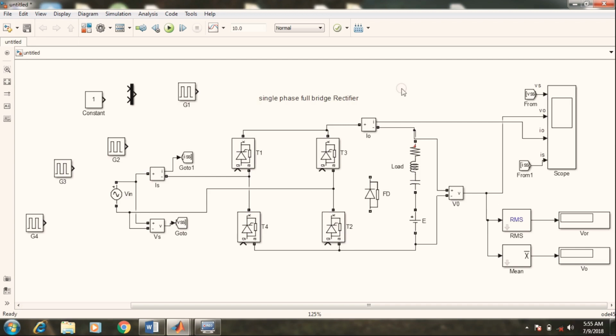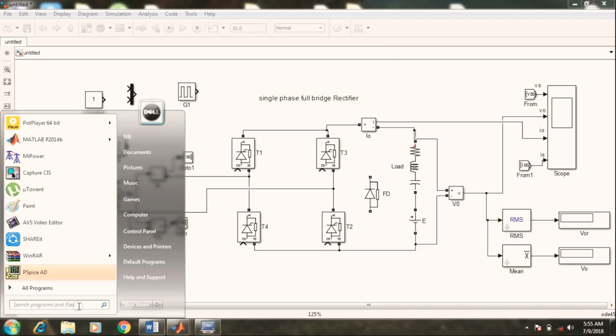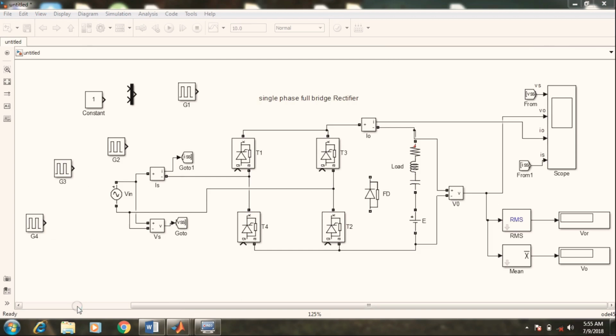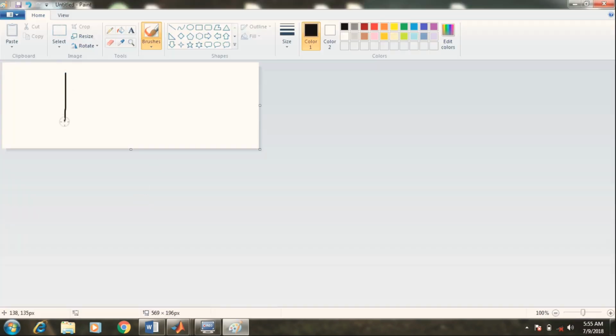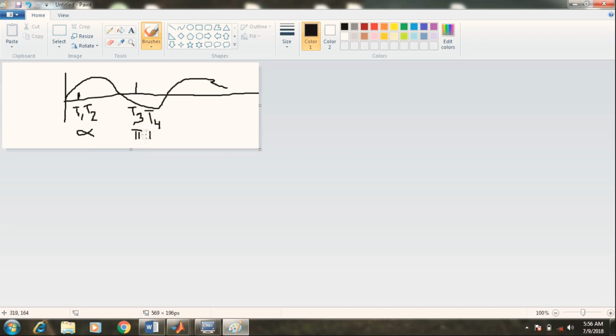If you see the waveform of a single phase rectifier, how it will be, I will draw it roughly. This you can see it here. So let us say this is a sine waveform. During the positive half cycle, here the triggering is done for T1 and T2. Next, in the negative half cycle, here triggering is done for T3 and T4. Okay, that means this is alpha triggering. This is pi plus alpha triggering.